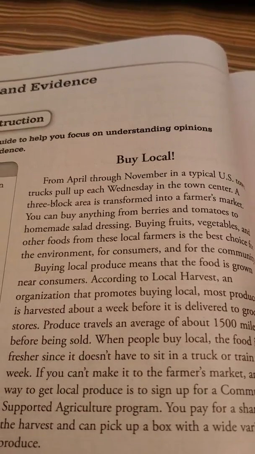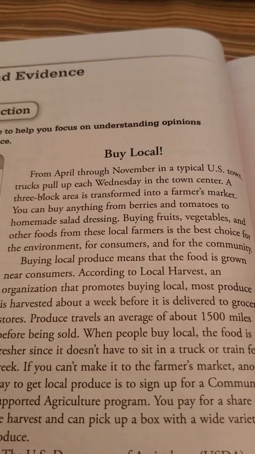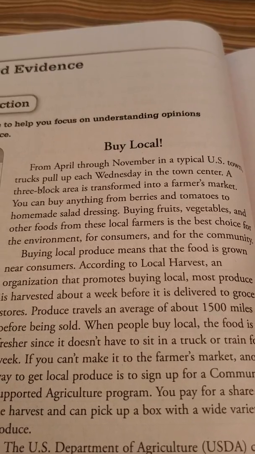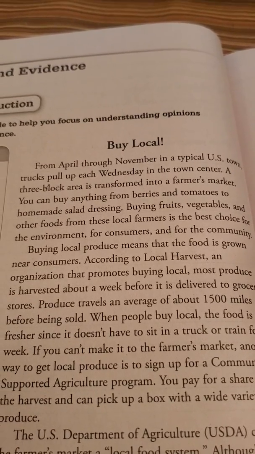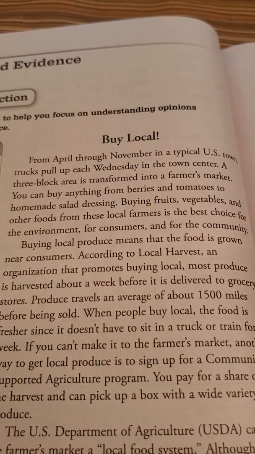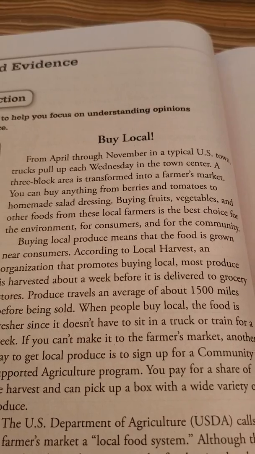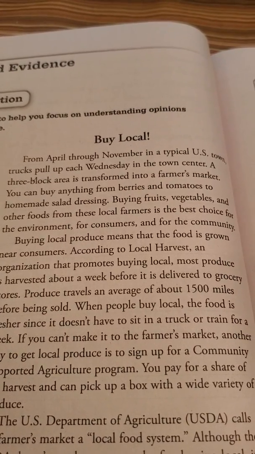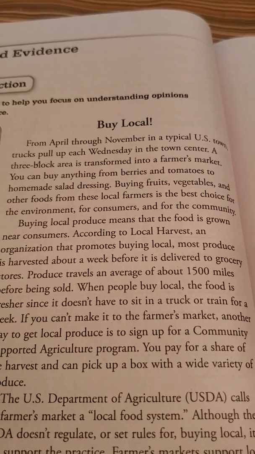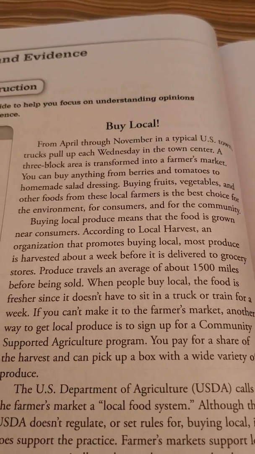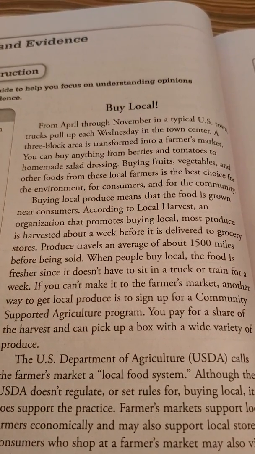Buy local. From April through November, in a typical U.S. town, trucks pull up each Wednesday in the town center. A 3-block area is transformed into a farmer's market. You can buy anything from berries and tomatoes to homemade salad dressing. Buying fruits, vegetables, and other foods from these local farmers is the best choice for the environment, for consumers, and for the community. Buying local produce means that the food is grown near consumers.